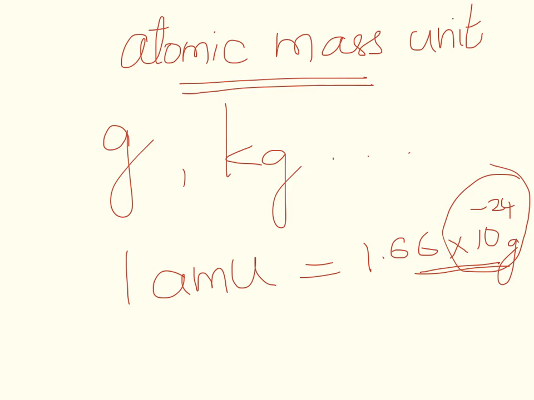So it's very small. Now why do we use such a small number? You have to remember that atoms and molecules are very, very small. Atoms are so small that units like grams and milligrams are too big for them. So you have to use a unit which is much smaller. So we use atomic mass unit which is in the range of 10 raised to negative 24 grams.